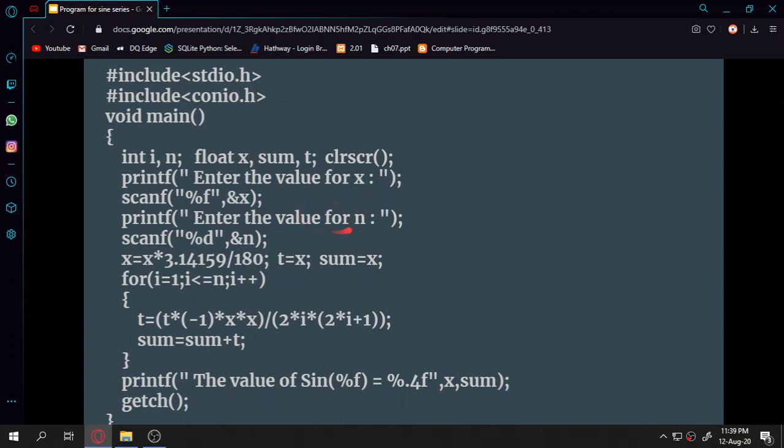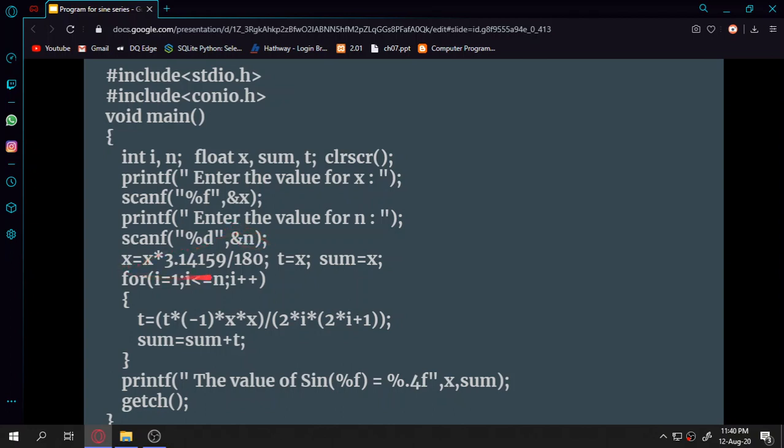How many terms? Suppose I am calculating till x power 7 by 7 factorial, or I am going for more terms, x power 9 by 9 factorial. The terms may be 9 terms or 10 terms or 5 terms, it depends. As the number of terms is more and more, the accuracy also will be more. So I am just giving the number of terms value, which is percentage d, and I have got n as the value.